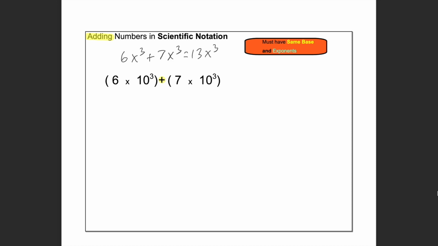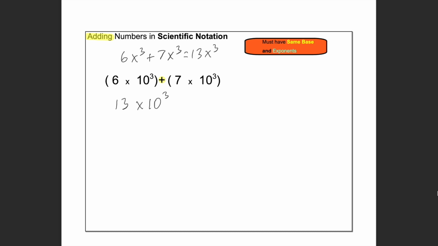That's what we would normally get. And just like when you're dealing with polynomials, you have to do the same thing here. They must be the same base and the same exponent. So we've got to have the same base, which in this case is 10, and the same exponent, which in this case is 3. It's got to be the same, or you cannot add them this way. So we do the same thing. We add 6 and 7, and we get 13 times 10 to the 3rd. The base and the exponent do not change with addition.